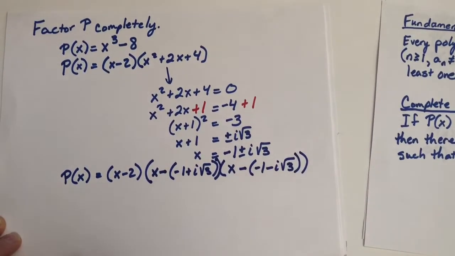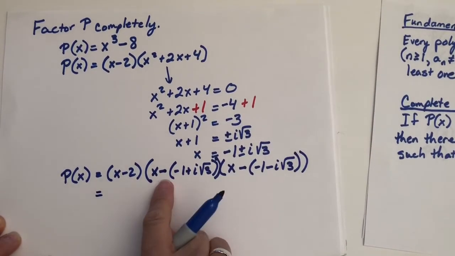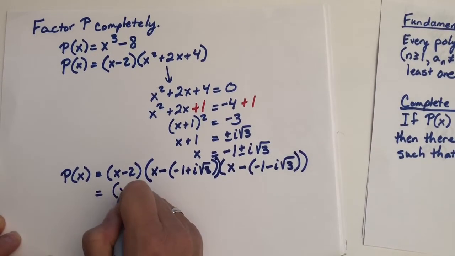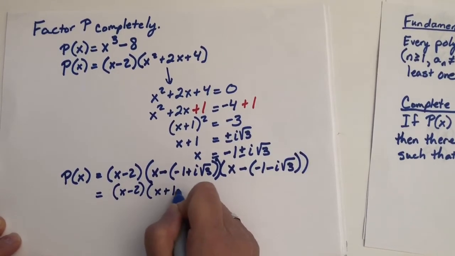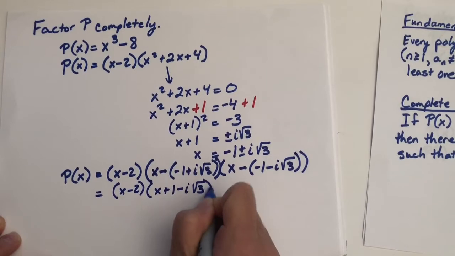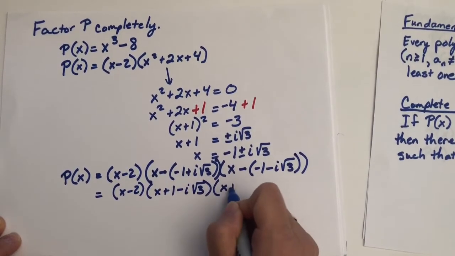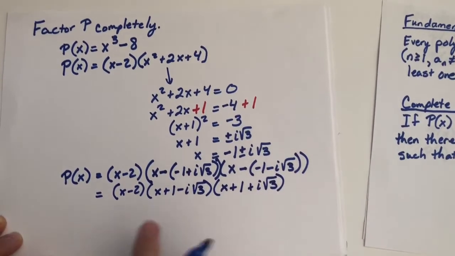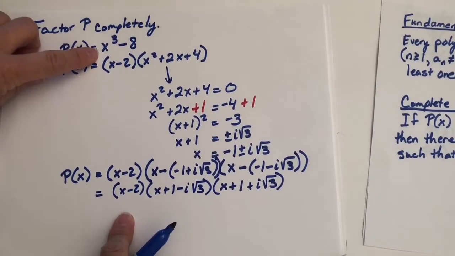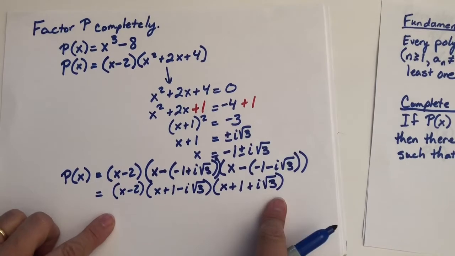Now, rather than having those double sets of parentheses, I could just distribute those negatives. So I have x minus 2 times (x plus 1 minus i square root of 3) and (x plus 1 plus i square root of 3). And we have this binomial factored completely.